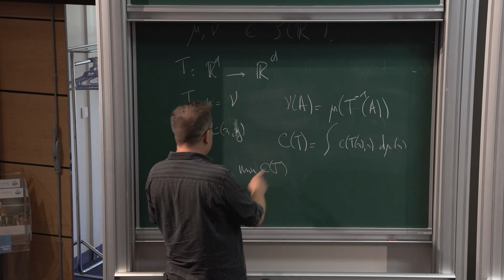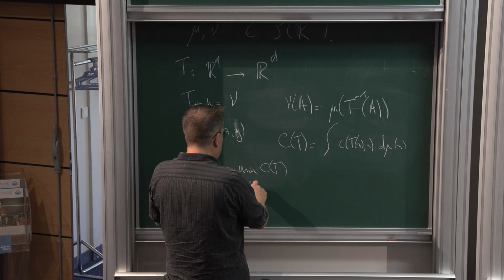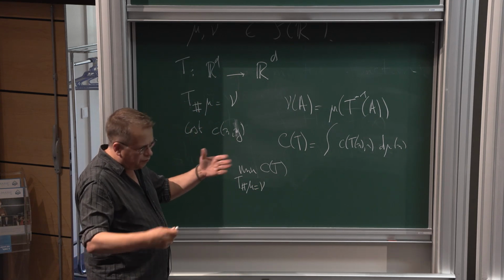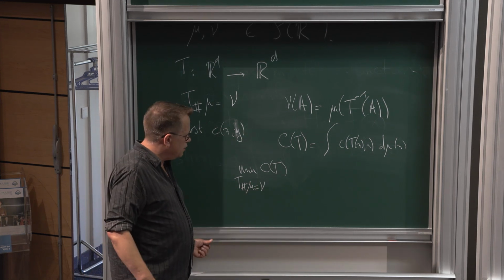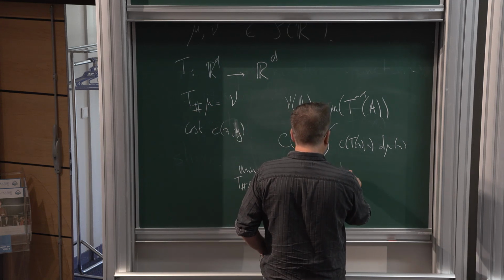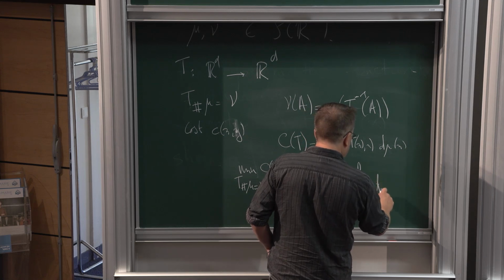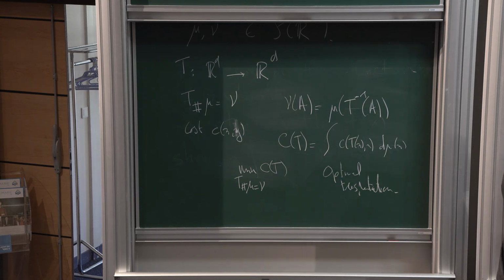Minimize the cost among maps which push forward mu to nu. That is the expression that is used in general. Okay, so this is the problem, the basis of optimal transportation. Okay, so how can it be used here?